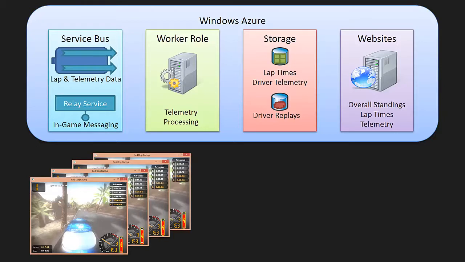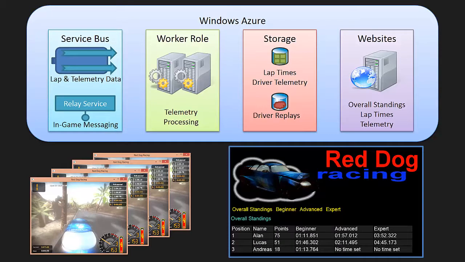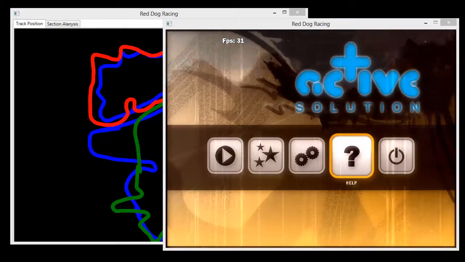As the number of players of the game increases, we can scale a worker role tier to be able to process larger volumes of telemetry data. And the site hosted in Windows Azure websites can display the overall standings, the lap times, and the telemetry data for the drivers. So let's see the scenario in action.